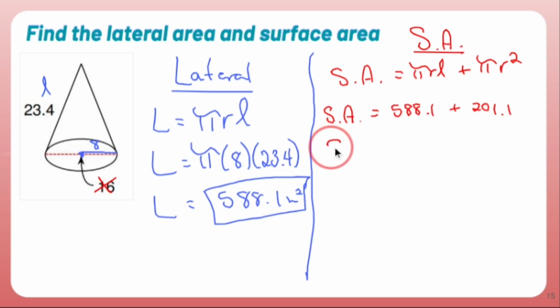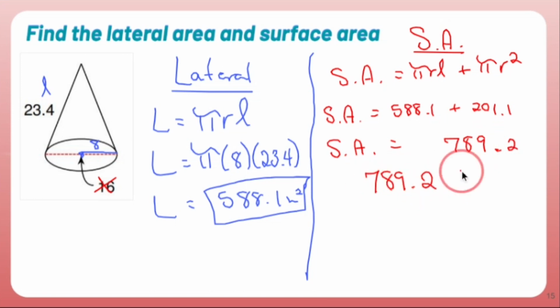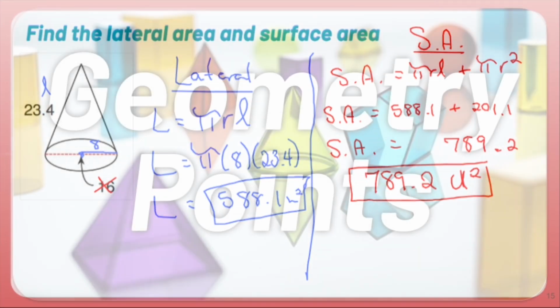And then you add these guys together, and that's what you get. What's my unit? Oh, units squared. See how I made that into a perfect U? Flawless. Gross. Lateral area, surface area, not that much fun.